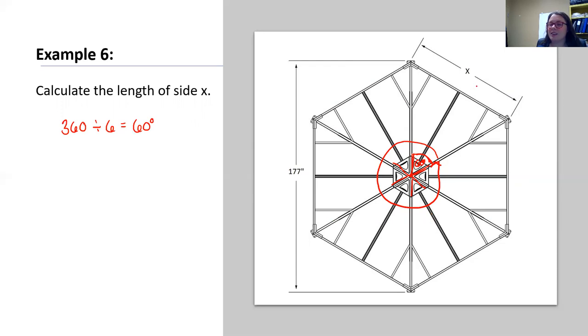Okay? Now I want to try to figure out how long x is. Do I know how long one of the sides are? Well, we definitely do, because this is 177 inches all the way across. So I know that if I go just to the center, it needs to be 177 divided by 2, which will give us 88.5.